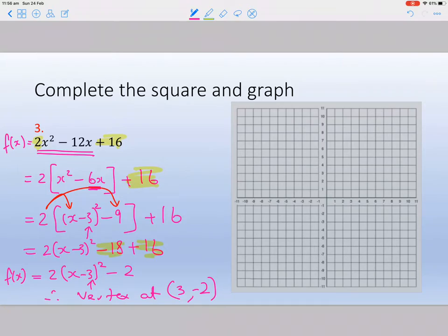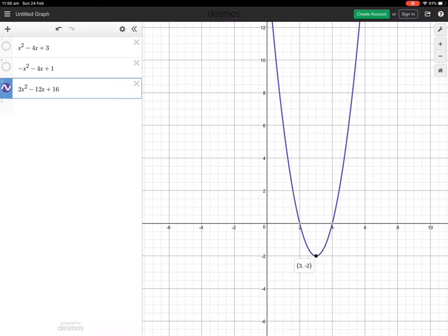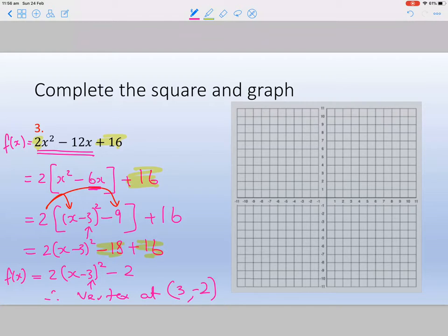All right, and let's just quickly check that we're correct. So I've got that graph there, and what are we looking for? 3, minus 2. And let's just double check that we've got it right, and we do. We have that right there. All right, so be really careful, especially in this step over here, and here with the square brackets, because it's going to make a huge difference. If we don't put this minus 9 inside the square brackets, we're not going to get the right answer here. Okay? Hopefully this helps.